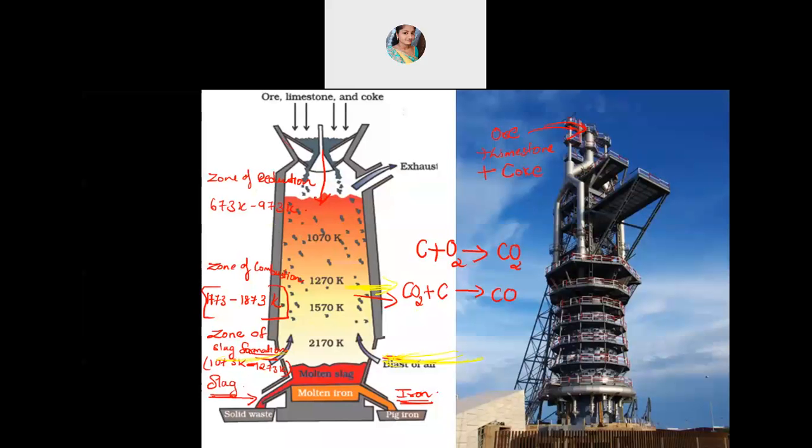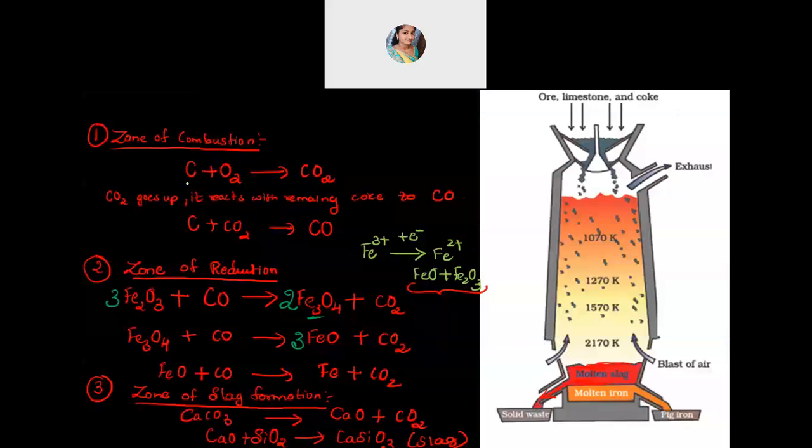So in the zone of combustion, I said the carbon reacts with oxygen, giving carbon dioxide. Further, this carbon dioxide reacts with the coke, which is continuously passed. So when carbon reacts with that carbon dioxide, it forms carbon monoxide, which will be your reducing agent. This is your reducing agent now. After that coke has combined, it is now in carbon monoxide form. This reducing agent will combine with your iron oxide, and they will reduce that iron.